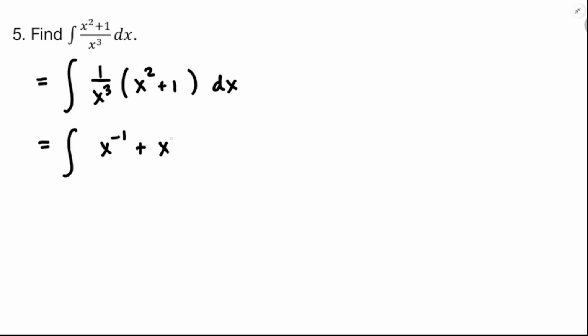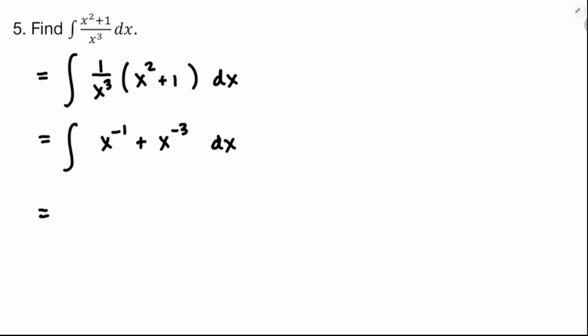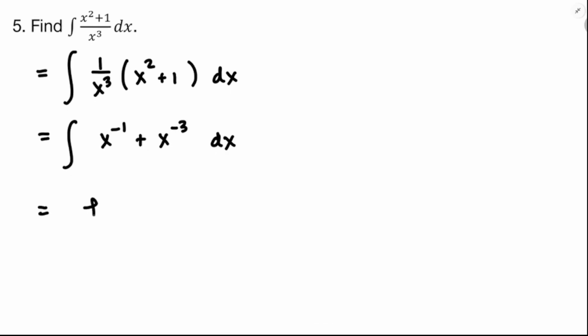Plus, and I'll distribute the x to the negative 3 on the 1, and I'll just have x to the negative 3. And then I'm just going to use the power rule, right? If I tried to do the power rule on x to the negative 1, I wouldn't get very far. I'd be like, oh, that's 1 over x. Its antiderivative is natural log of the absolute value of x. Then I'm going to add 1 to the power and divide by the new power and add c, right?